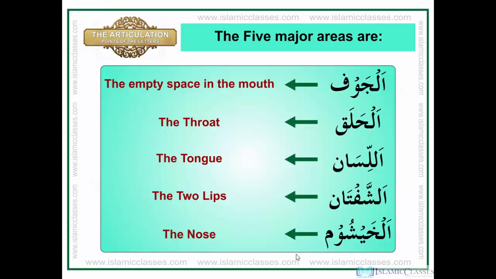What are the 5 major areas? Number 1 is Al-Jawf. Al-Jawf is the empty space in our mouth. I will show in the image where that empty space is. The second is Al-Halaq, the throat. The third is Al-Lisan, the tongue. From these areas you will understand there are 17 articulation points in these 5 major areas, so don't be confused. The fourth one is Ash-Shafataan, which means the 2 lips, and the fifth one is Al-Khayshum, the nose. Let's move to the next page.